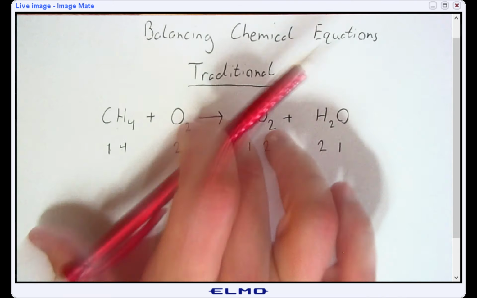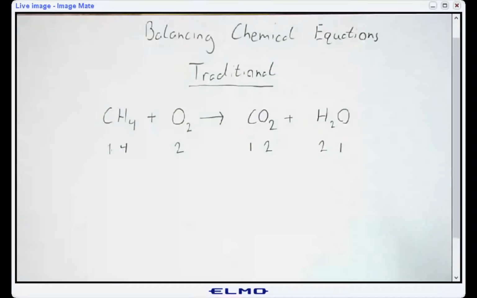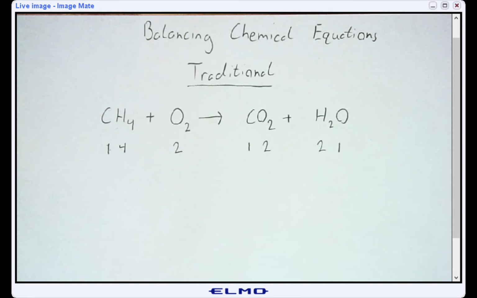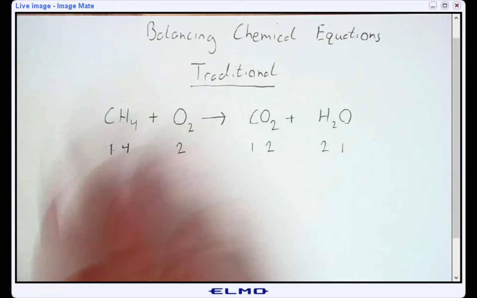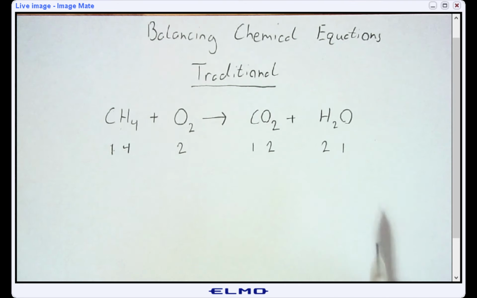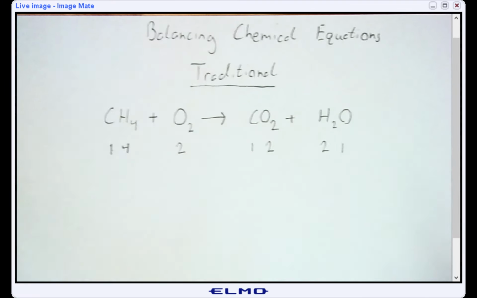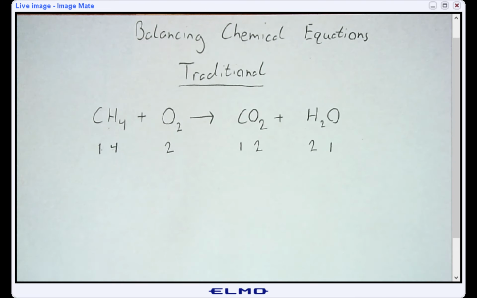We start with the reactants, we end with the products, and both the left side and the right side must be equal. Now, when I say equal, again, I'm talking about the number of atoms per element. So, for example, let's say that there were 10 carbon atoms total on the reactant side. Well, then we would need a total of 10 carbon atoms on the product side. That's the right side.